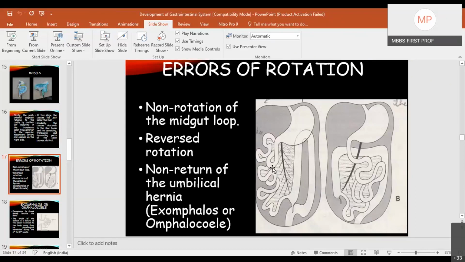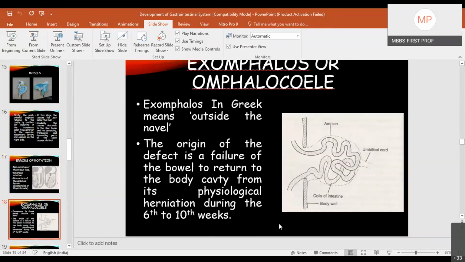There can be non-rotation of the midgut loop, reverse rotation भी हो सकता है. ये जो physiological umbilical herniation हुआ था, ये वापस ही ना जाए. So it is non-return of the umbilical hernia, and this is manifested in the form of exomphalos or omphalocele. Okay. Now you get a short note, or sometimes you get to differentiate between omphalocele and the gastroschisis. So this is exomphalos.